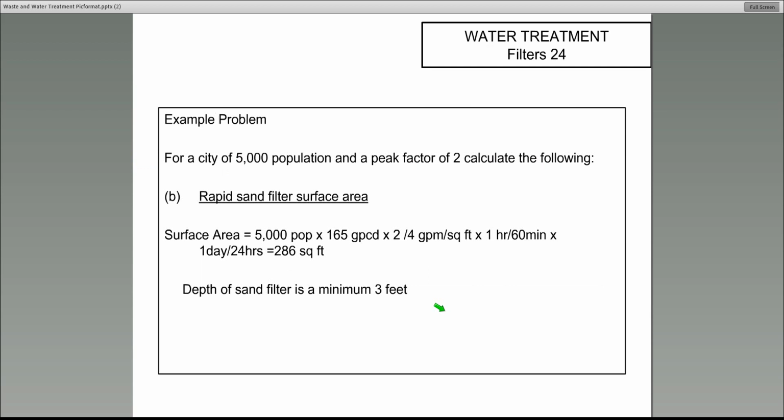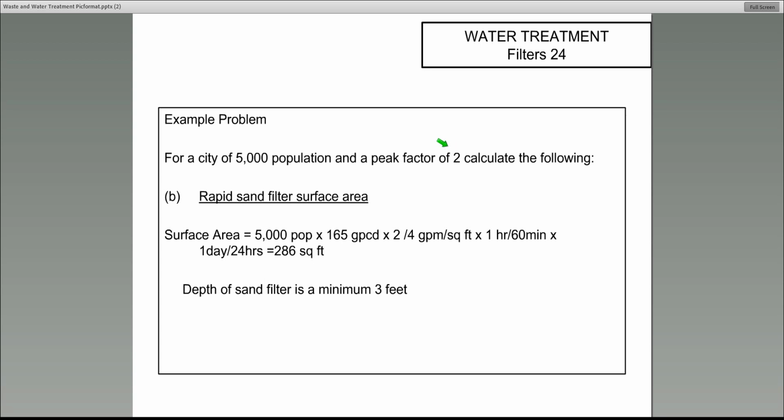Okay, for a city of 5,000 population and a peak factor of 2. Now here you see the peak factor is coming in. And they would almost have to give you the peak factor because if you notice in the back criteria, the peak factor can vary quite a bit for water.